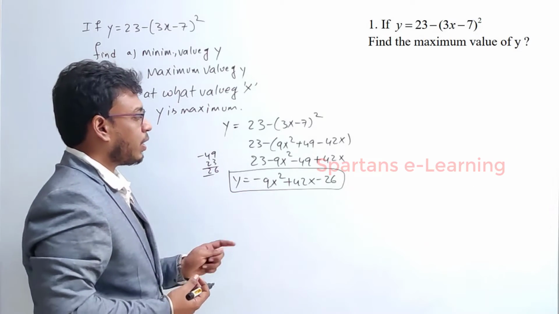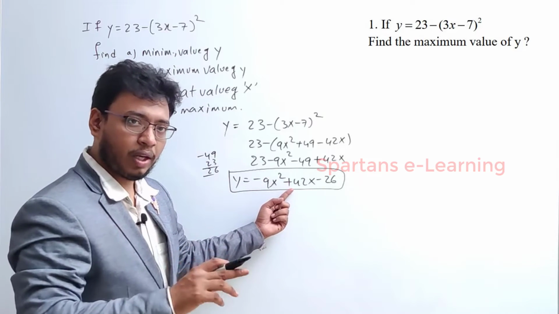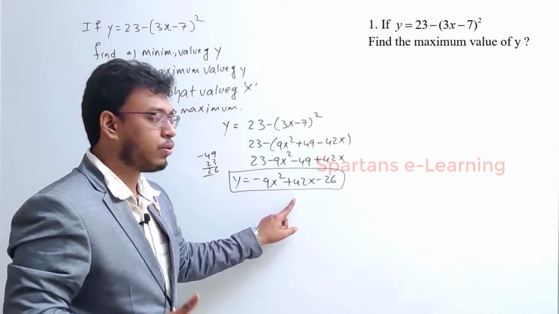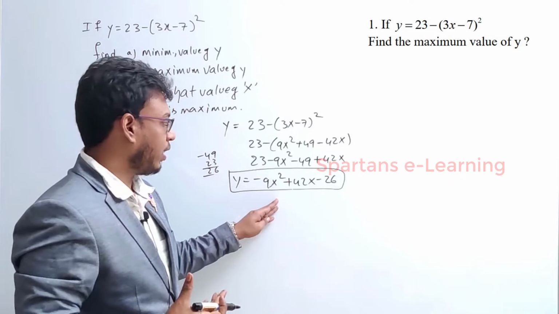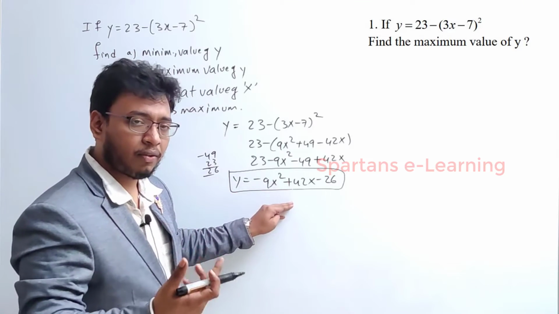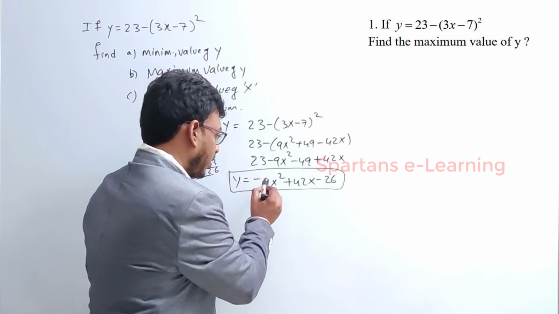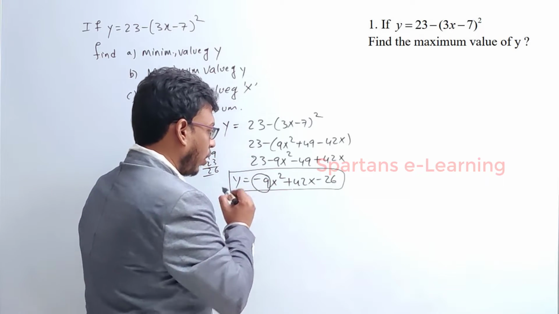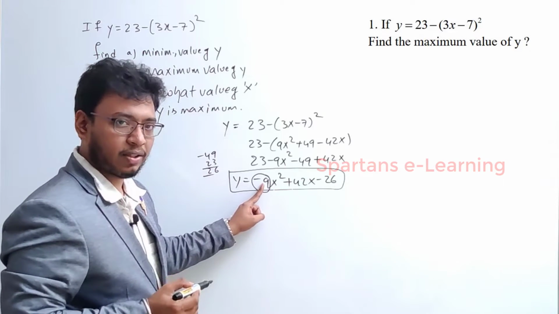Now, in a quadratic equation, if you want to say whether this function will give you a maximum value or a minimum value, you need to draw the graph. But I have already explained this method in the functions of graphs lecture, right? There I told you that without drawing the graph, you can tell the shape of this graph. How? See this. What is the coefficient of x square? It is a. A is nothing but minus 9.